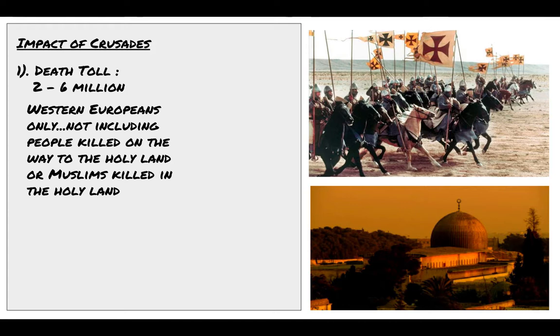Now, does this include the Jews or the Germanic people that were killed in Europe and in Northern Europe? I'm not sure. I would imagine that this 2 to 6 million death toll is Crusaders that died. But I'm not sure. So if we just put that into perspective, though, the European population at the time was roughly 60 to 70 million people. So we're talking 4% to 10% of the population dying in the Crusades. So, you know, that's rather significant.